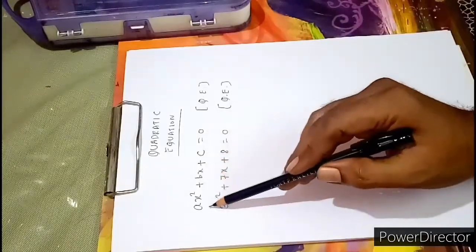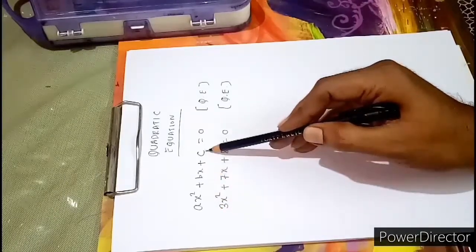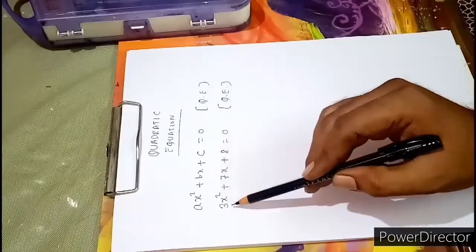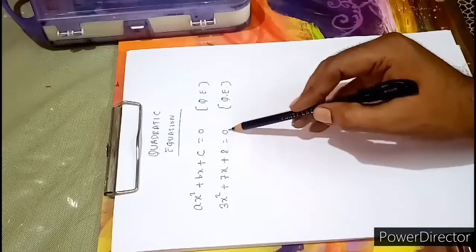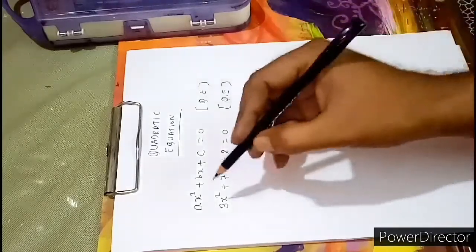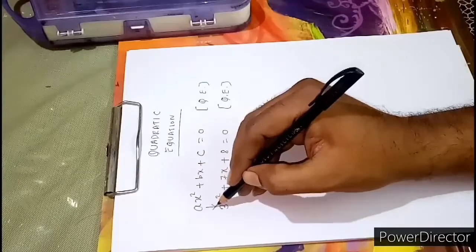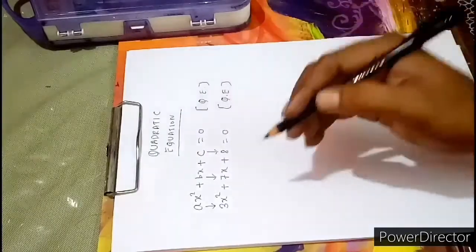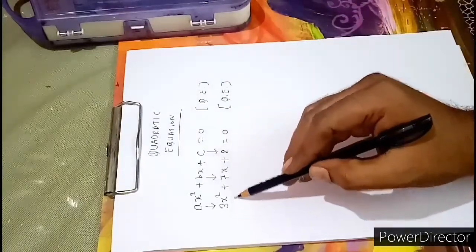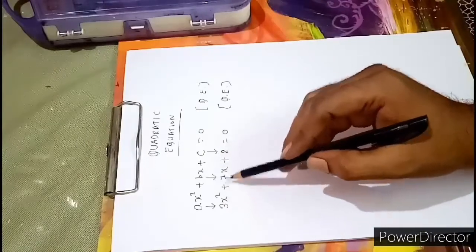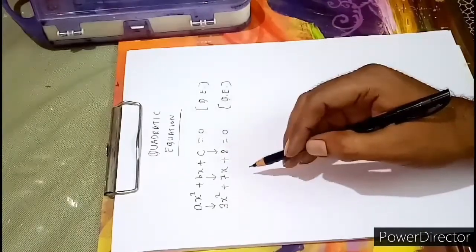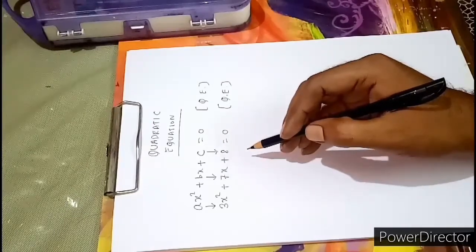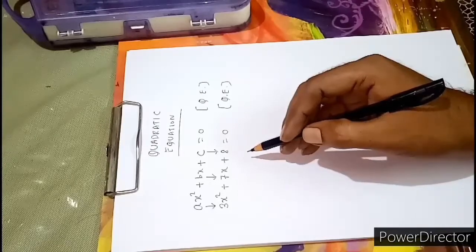Any equation in the form ax square plus bx plus c equals 0 is a quadratic equation. For example, 3x square plus 7x plus 8 equals 0 is a quadratic equation, where a is 3, b is 7 and c is 8. Now if we solve for the values of x in 3x square plus 7x plus 8 equals 0, we will get two values of x, and those two values of x will be the roots of the quadratic equation.